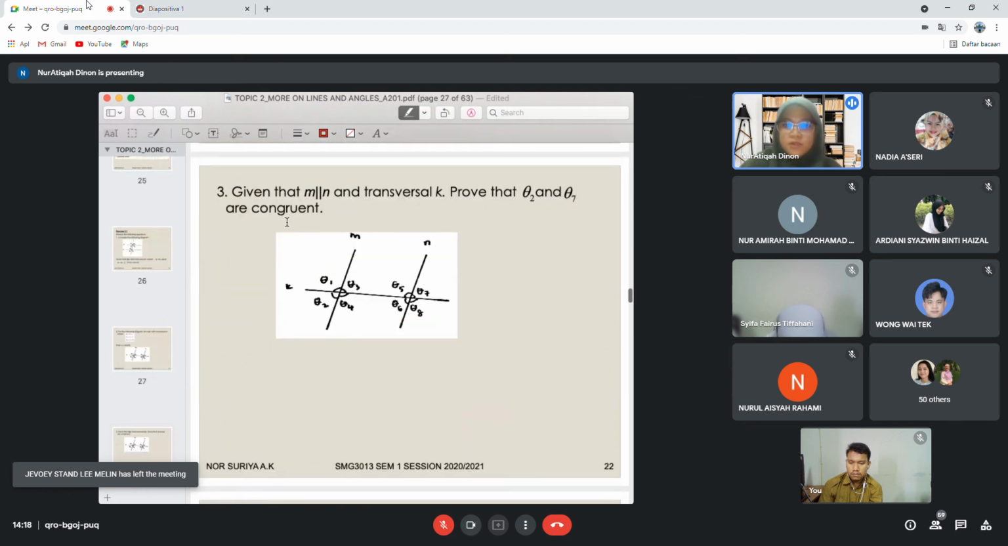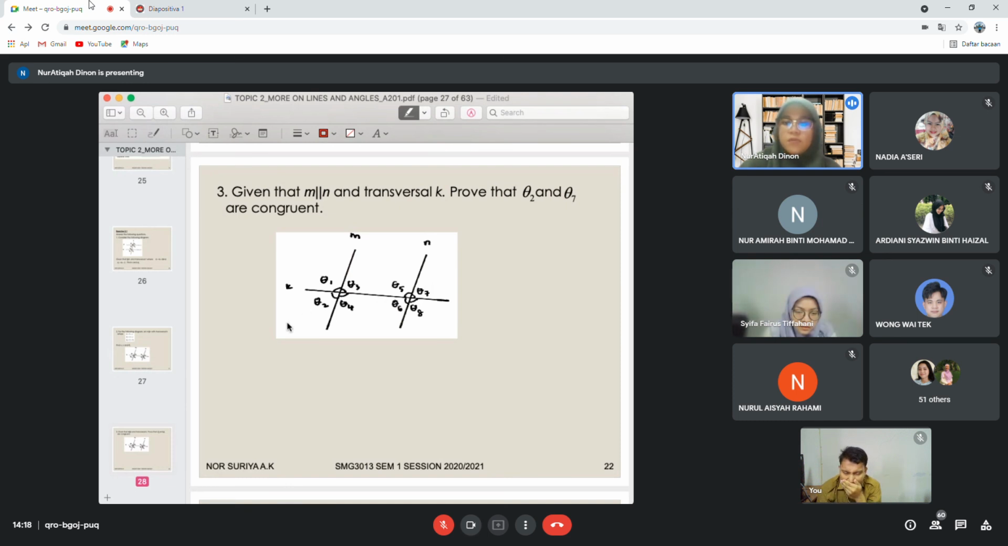Okay, number 3. You have M and N parallel and transversal K. This one you need to use the two-column proving method. Prove that theta 2 and theta 7 are congruent. So what theorem says something about theta 2 and theta 7?